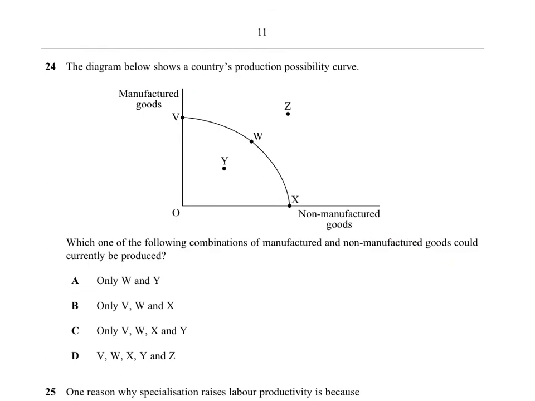Last two questions, 24. This question I'm sure you will recognize and have seen a lot. Remember, all points are obtainable apart from Z. That is not obtainable and cannot be produced, but you can consume there. So you can have all these other points. Of course, you wouldn't want to be at Y because that's inefficient. Therefore, your answer must be C.